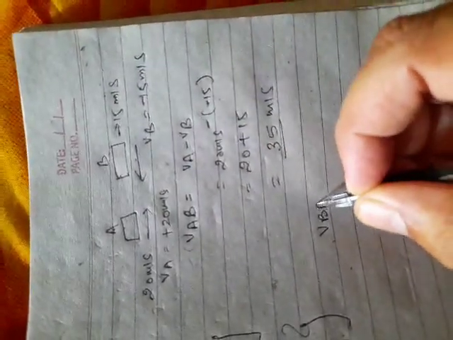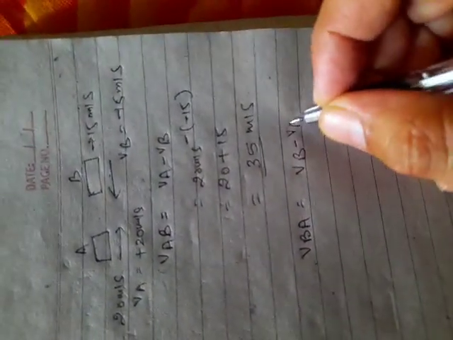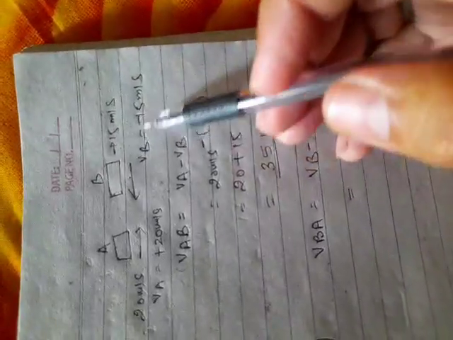then if he asks from you the velocity of B with respect to A, how will you find out? VB minus VA. What is the velocity of B?